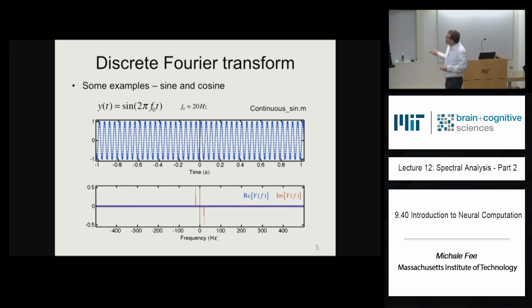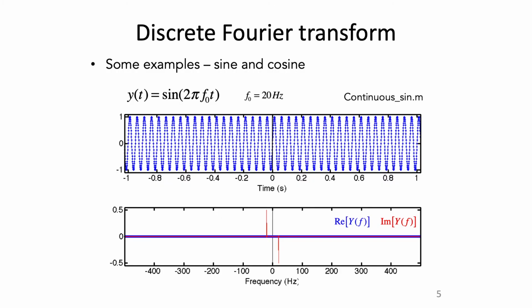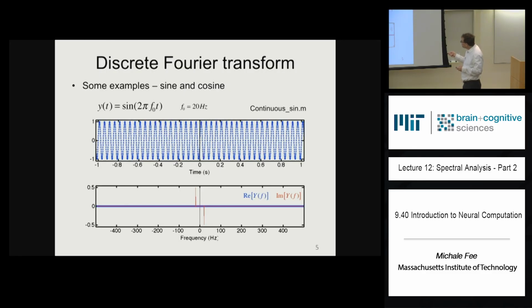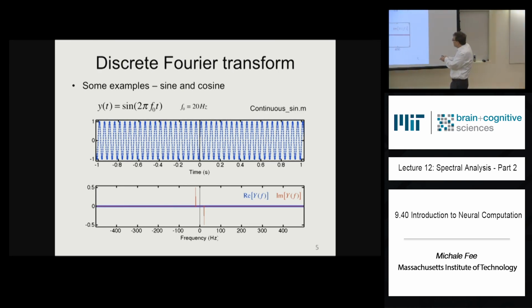Here is the Fourier transform of a sine wave at 20 hertz. This is phase shifted, so the cosine is a symmetric function, or an even function. The sine is an odd function, and you can see that in this case, the Fourier transform again has 2 peaks. In this case, the real part is 0, and the 2 peaks are in the imaginary part. The one at plus 20 hertz is minus i, and the one at minus 20 hertz is plus i.